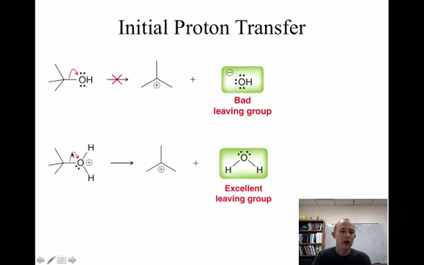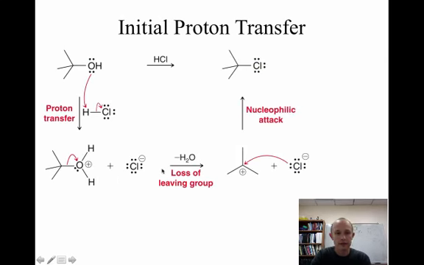But notice, if we do a proton transfer step in the first step, and we protonate this starting material, we generate a good leaving group. Now this can leave to generate water and a stable carbocation. So let's say we take this alcohol, treat it with hydrochloric acid, and get this product. What would be a reasonable mechanism? First step would be proton transfer to go from a bad leaving group to a good one. That leaves to generate a tertiary carbocation, which then undergoes nucleophilic attack to give the product.